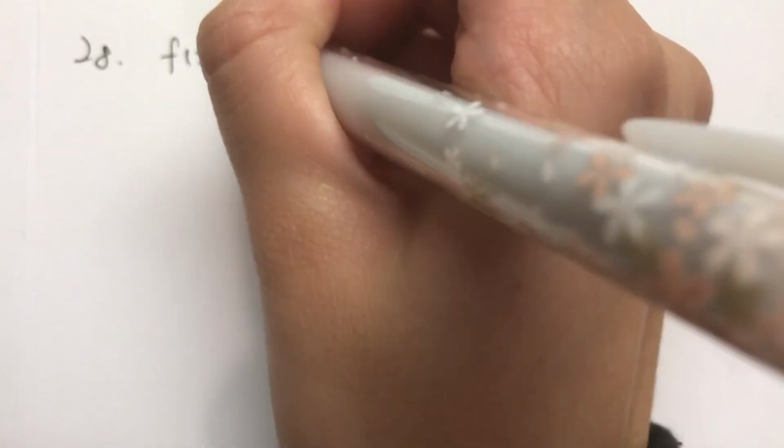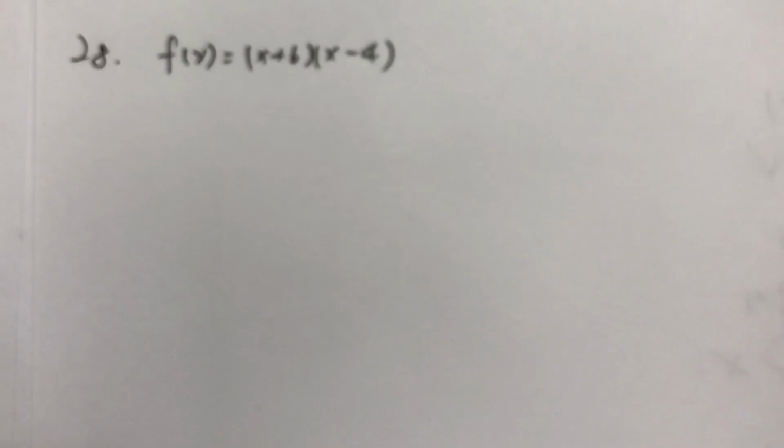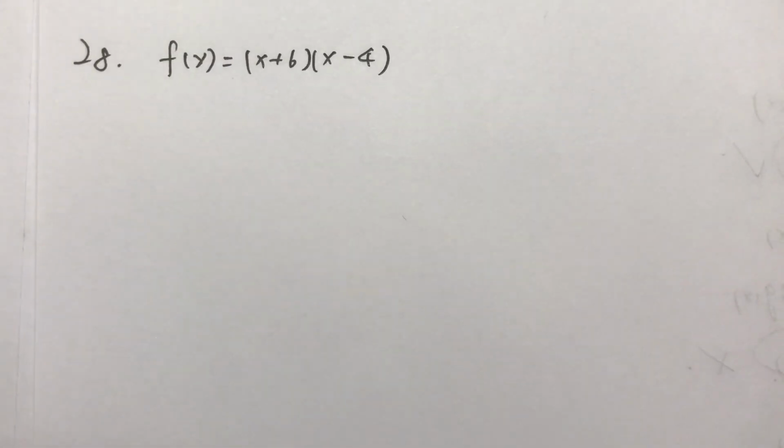Then after that, we move on to question 28. We have the equation here: f(x) equals (x plus 6) times (x minus 4). Which of the following is an equivalent form of the function f above, in which the minimum value of f appears as a constant or coefficient?